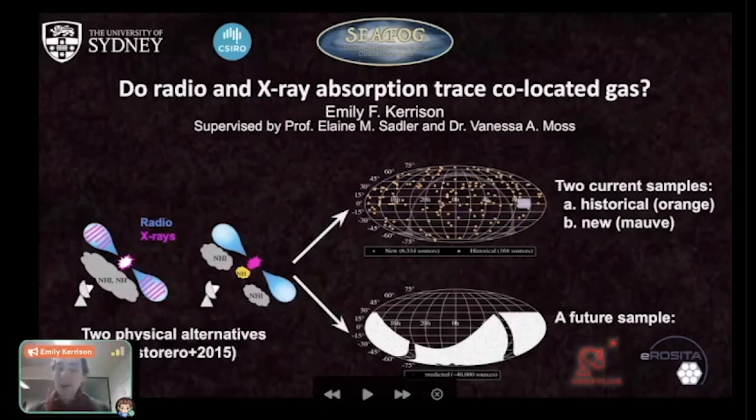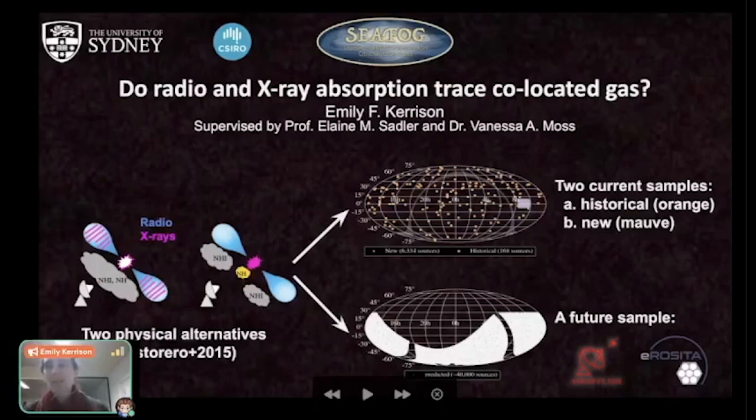So my poster really focuses on this central question of whether radio and X-ray absorption can trace co-located gas in AGN or not. And this is motivated by this physical scenario that you see in this diagram on the left of my slide here. So when we see an AGN that exhibits both radio and X-ray absorption, we think it could either be because the radio emissions and the X-ray emissions come from all across the AGN structure and they're probing the same gas along our line of sight, or it could be that the X-ray emissions are really probing gas towards the center of the AGN and the radio emissions are coming from much further out along the lobes and probing different gas.